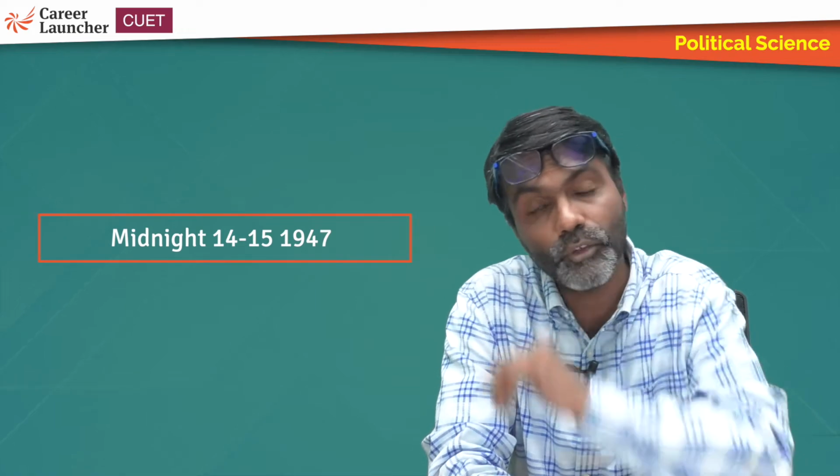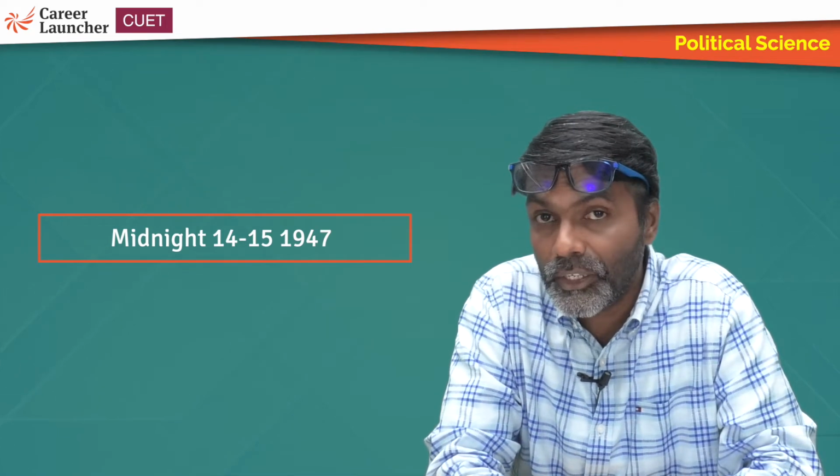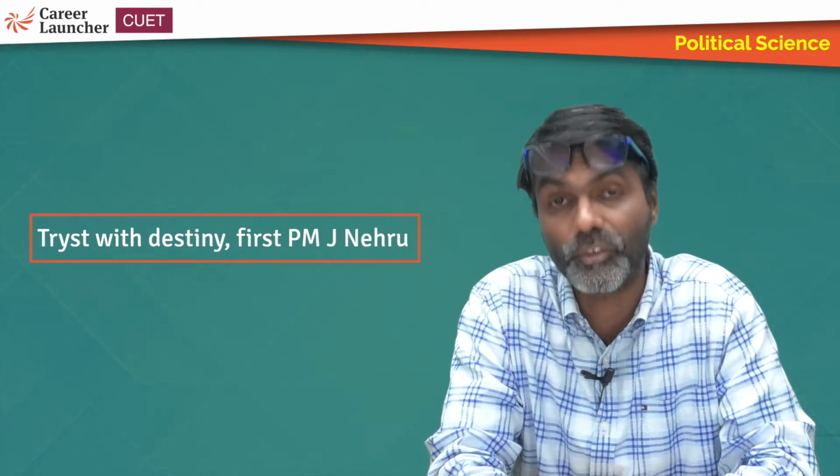India became independent, as you know, on the night of the 14th-15th of August 1947, and the first event that happened was Pandit Jawaharlal Nehru's speech in Parliament, which goes by the title of Tryst with Destiny. It is one of the celebrated speeches of independent India. A good question could come from this, okay?